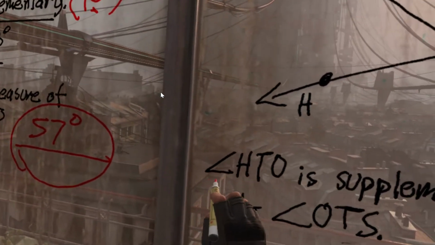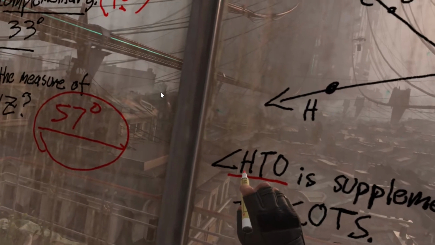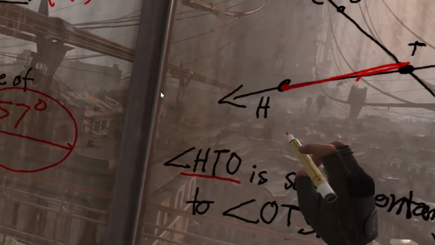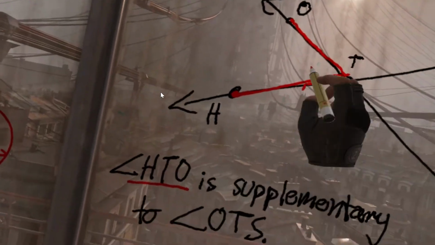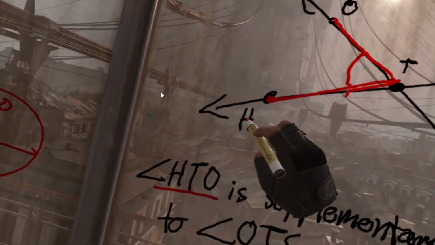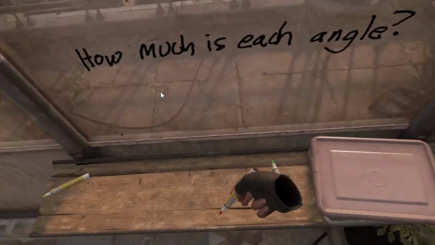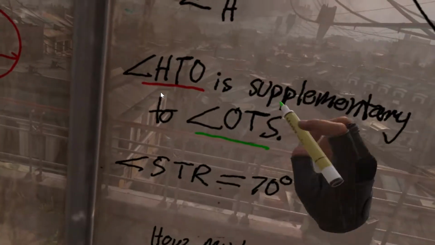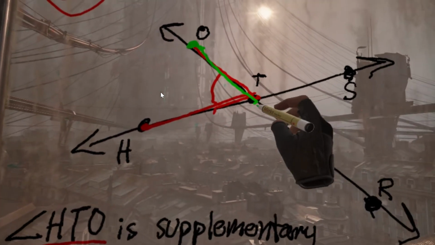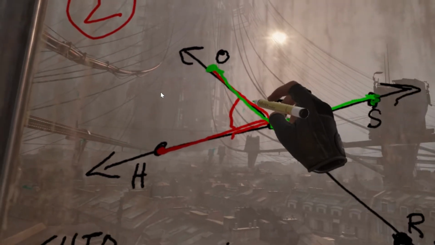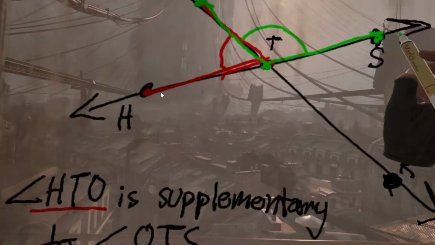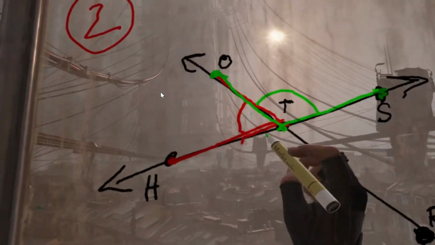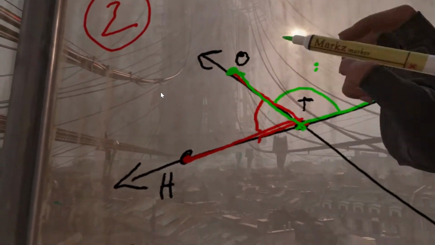Let's break down what this means. First, where is angle HTO? You read it like this: you find the first point H here, to T, so it goes over to T, and then to O, so up here. So that angle is angle HTO, which is supplementary to angle OTS. Let's find that angle. I find point O, here it is, O to T to S, okay? So we know that this angle over here, OTS, is supplementary to HTO, and so what does that mean? It means that together, this angle and this angle are going to equal 180 degrees.